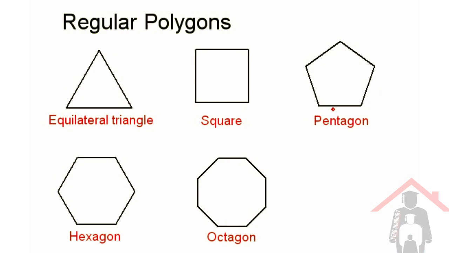This shape has 5 sides and is a pentagon. This one has 6 sides and it's a hexagon. Some people remember this because 6 and hexagon both have the letter X. This shape has 8 sides, so it's an octagon. Everybody knows that an octopus has 8 legs, so you can use that to help you remember it.